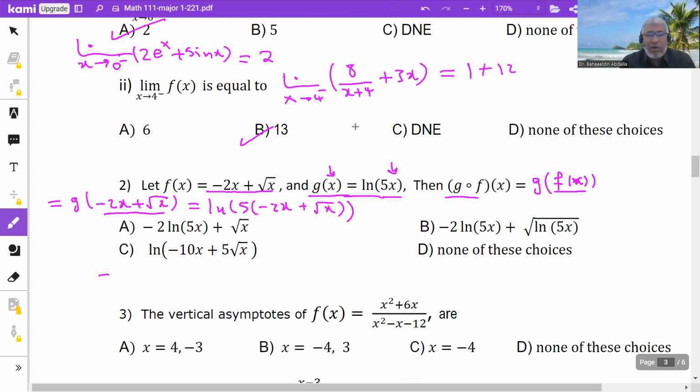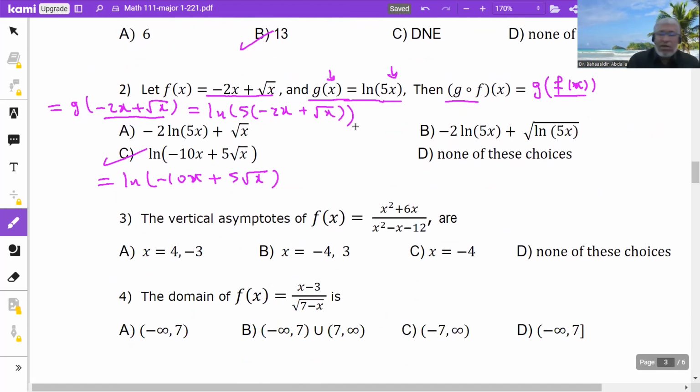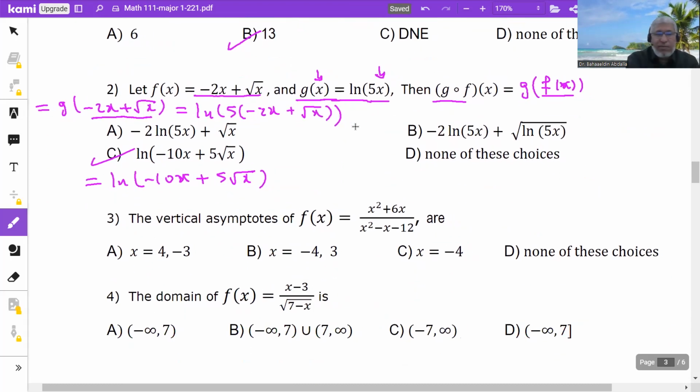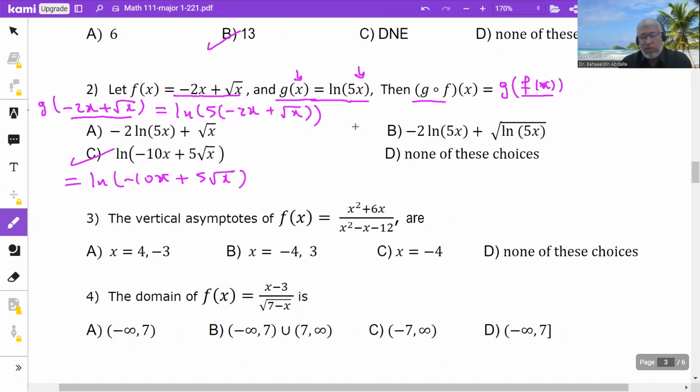And now if we multiply 5, distribute 5: 5 times negative 2 is negative 10, and 5 times square root of x. So we search for this answer. It is this one, C, negative 10x plus 5. So that's the answer.